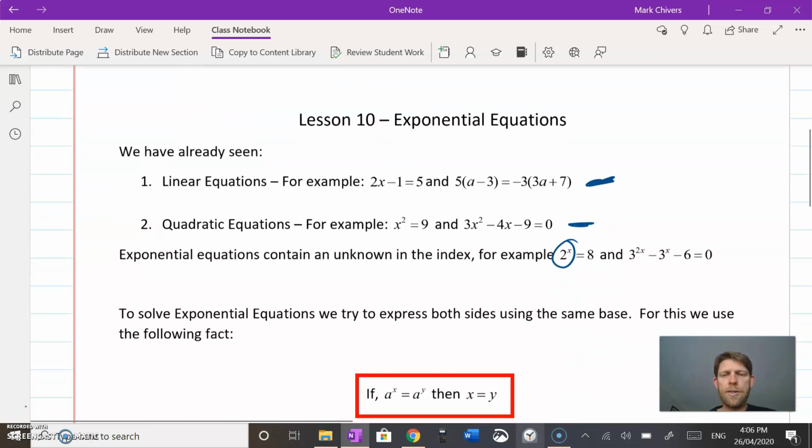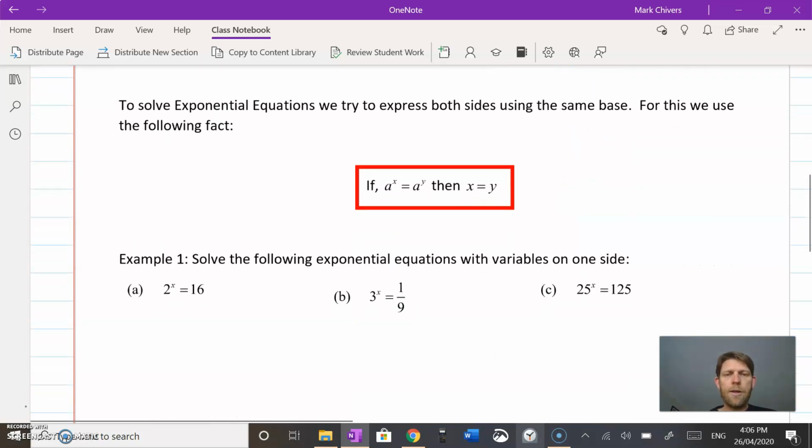So we're just trying to get things to the same base. And so here's our basic rule. If a to the power of x equals a to the power of y, then x must equal y. Otherwise, this isn't going to hold true. This equal sign in the middle is not going to hold true unless those two powers are the same, assuming we've got the same base.